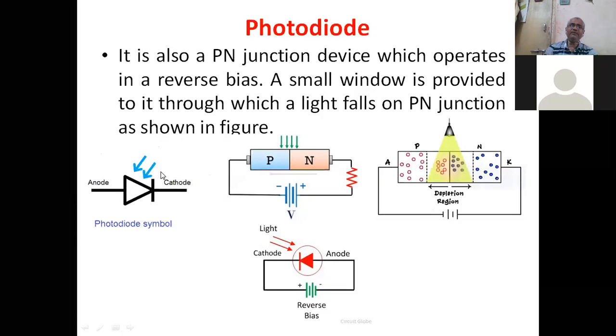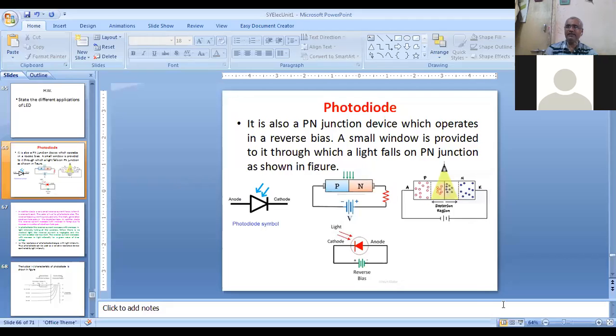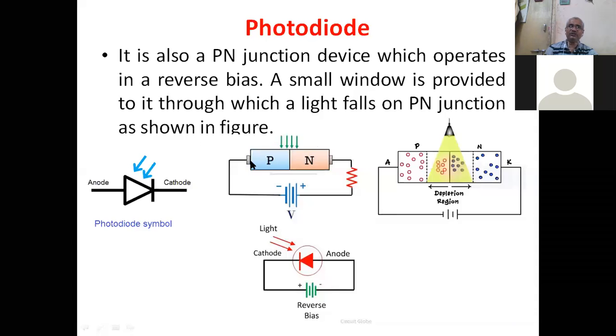In the light emitting diode, these arrowheads were pointing outwards, but in the photodiode these arrowheads are pointing inwards. That means the light is falling on the junction. In the light emitting diode, the light is emitted from the junction, therefore the arrowheads were away from the junction, in the outward direction. Here the arrowheads on this symbol are in the inward direction, so this indicates that the light is falling on the junction. This is the symbol of the photodiode.